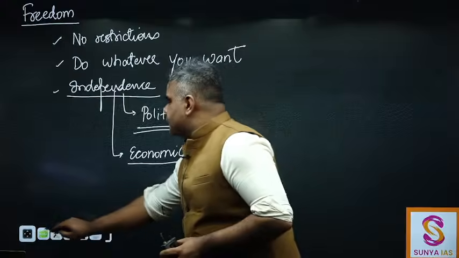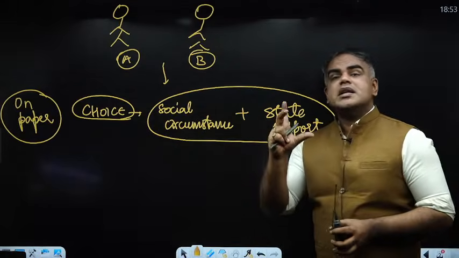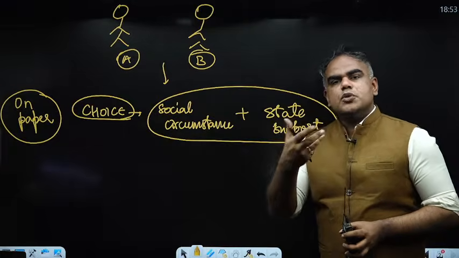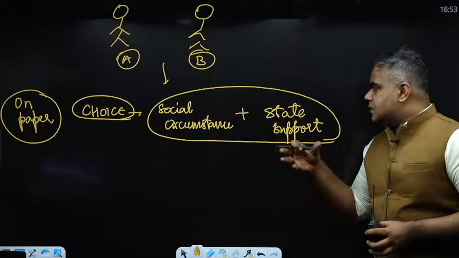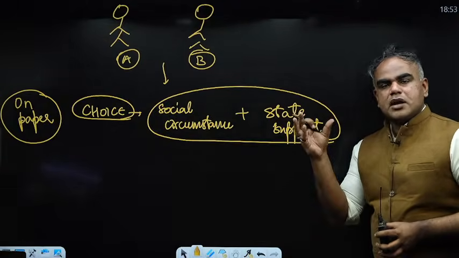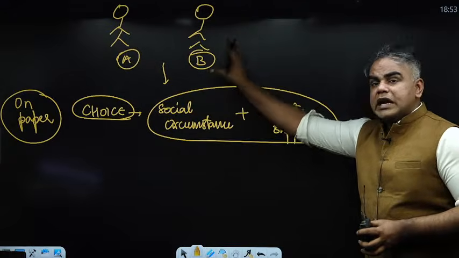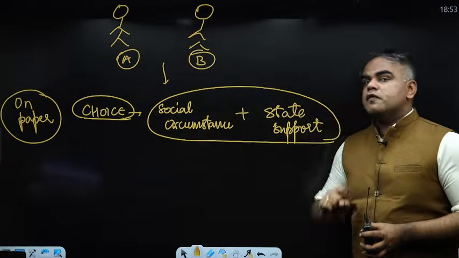Therefore, in these social circumstances, in some cases, you know that the government also provides support, okay? Some cases can be reservation, okay? Maybe the fees can be waived off, etc., so that there can be freedom for B as well. Notice how this is a new dimension of freedom, right?